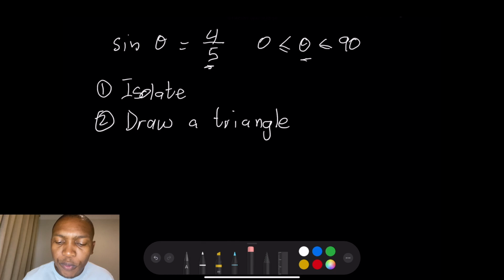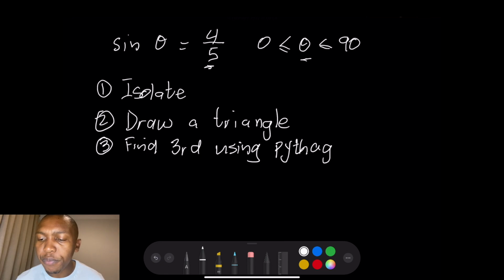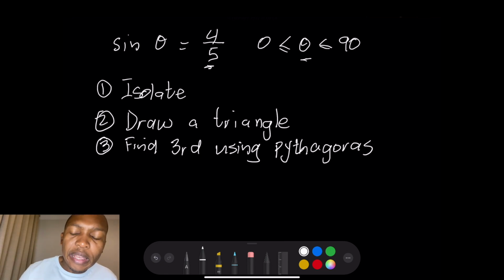When you find the third side, you find it using Pythagoras, or the Pythagorean theorem. And then of course thereafter you can now knock yourself out. They might give you double angle identities, they might give you compound angles, and so on and so forth. So those are all the rules that we're going to follow. I want us to quickly look at the one that I've given you right there at the top.